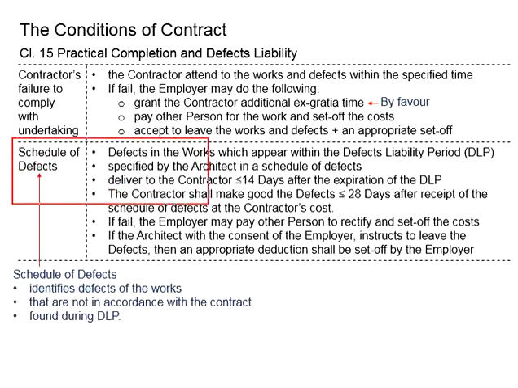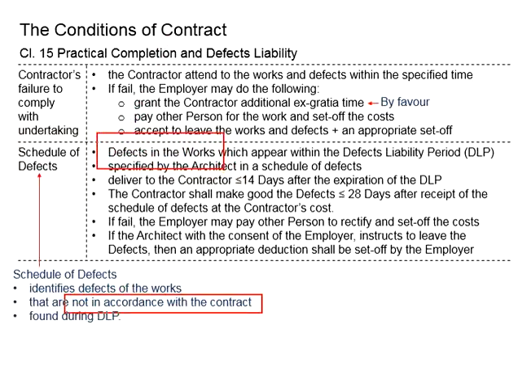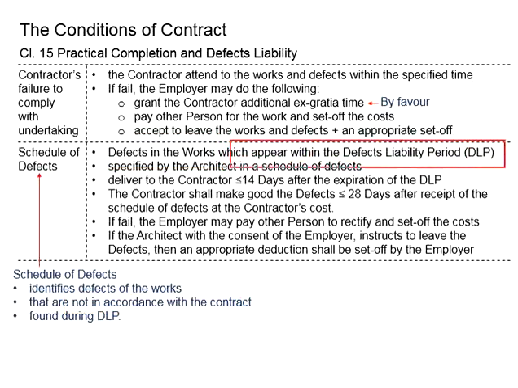Now let us come back to the schedules of defects. These schedules of defects will be specified by the architect, relating to the defects of the works which are not in accordance with the contract that appear within the defect liability period. And these schedules of defects will need to be delivered to the contractor within 14 days after the expiry of this defect liability period.